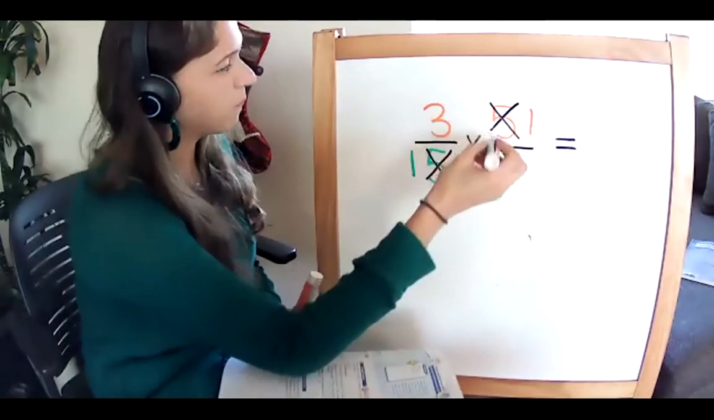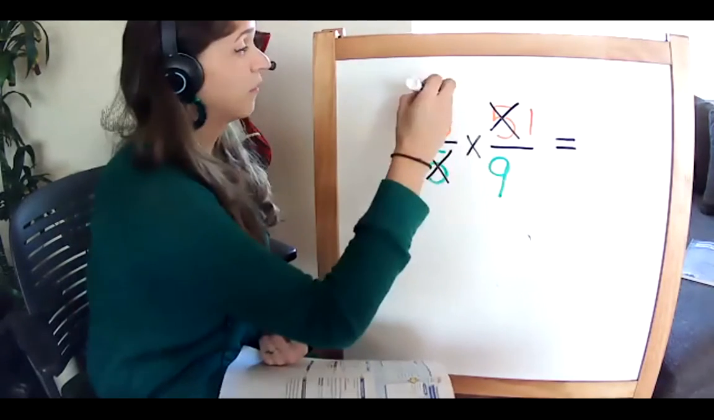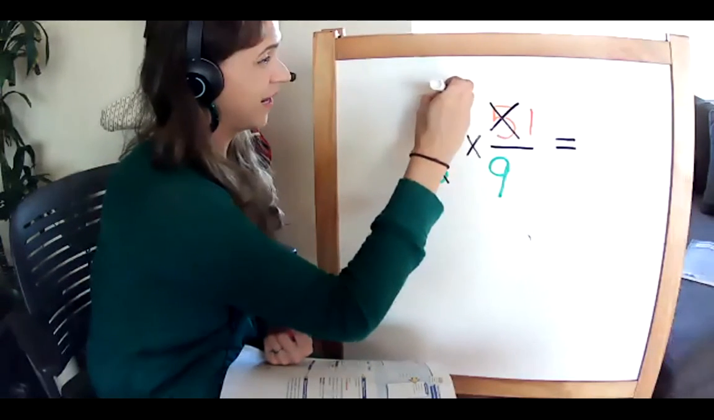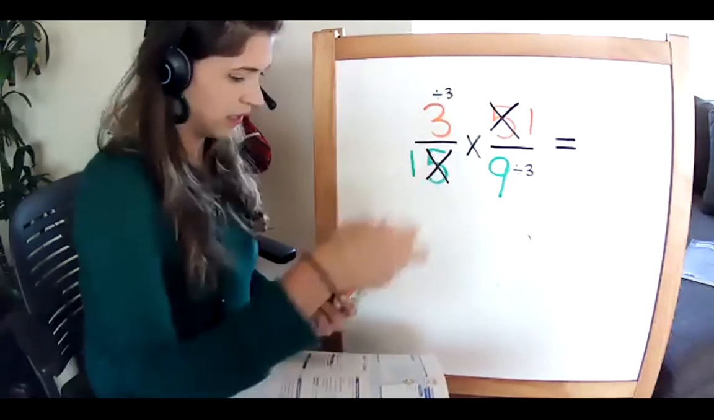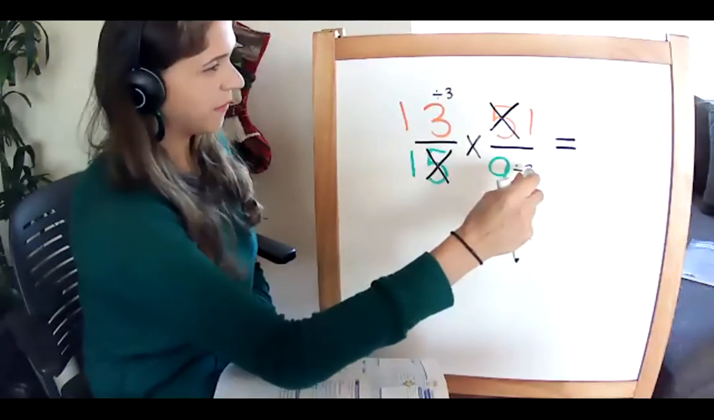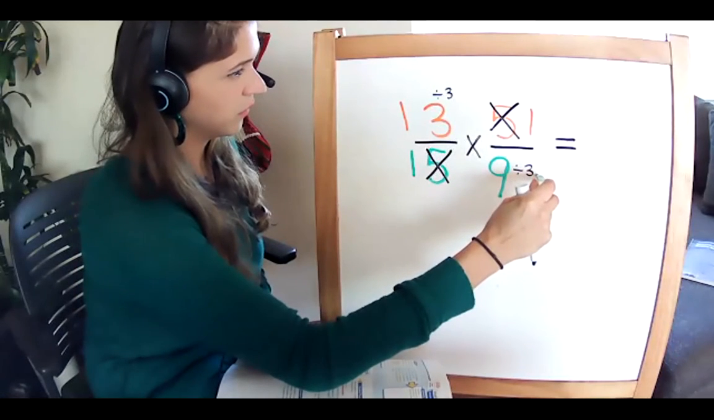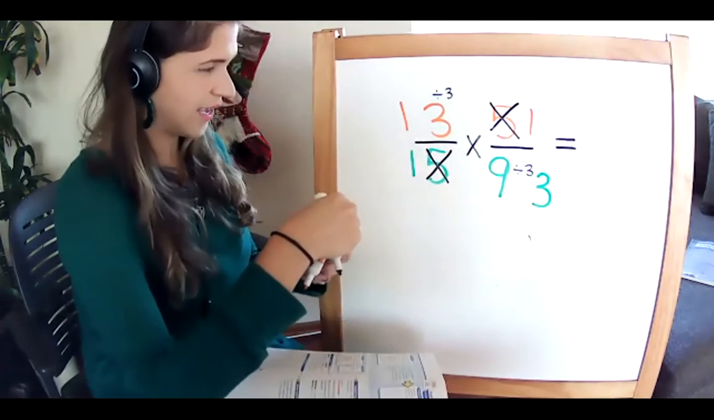What can they be divided by? Both can be divided by 3. Divide by 3. What does this turn into? 3 divided by 3 turns into 1, and 9 divided by 3 turns into 3. So guess what?